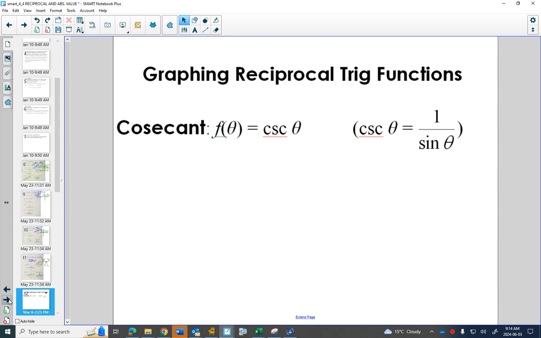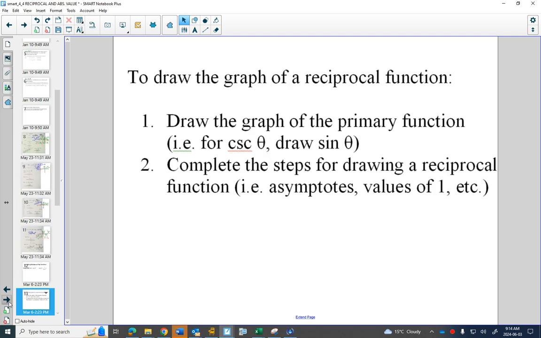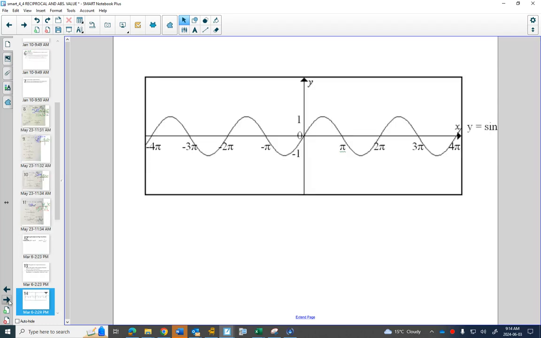So now we're back to our trig unit. You have to remember what your sine graph looks like. And I have it, draw the graph of the bottom first, so that's sine. So here is our sine graph. And the first thing you would look at is, do you have any x-intercepts? You have a lot of x-intercepts.